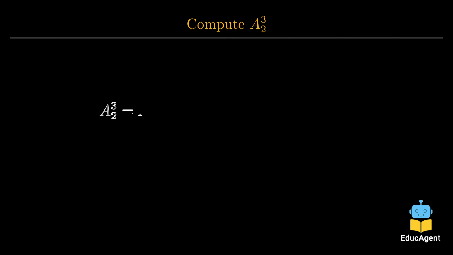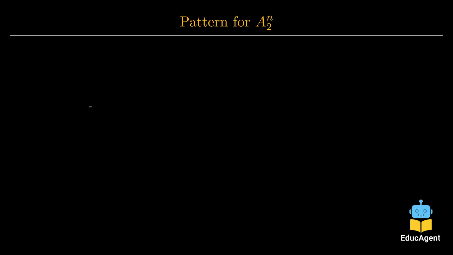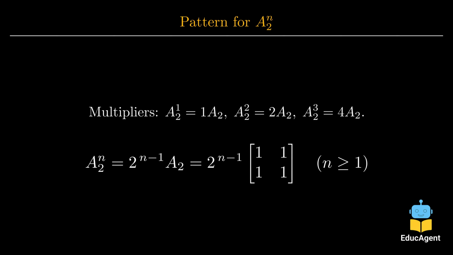Now we use the shortcut. Since A2 squared equals 2 A2, multiplying by A2 again doubles the scale factor again. So every entry becomes 4. The multipliers go 1, 2, 4, which is powers of 2. So the general formula is 2 to the n minus 1 times the original matrix.